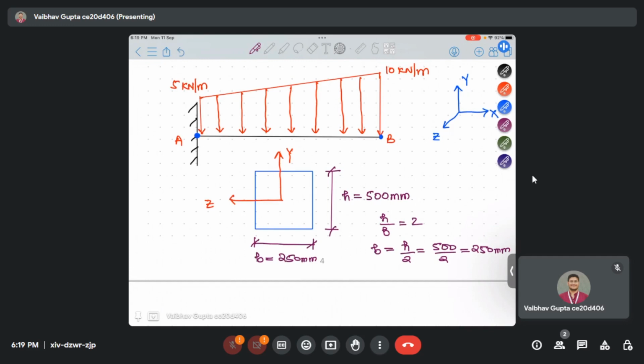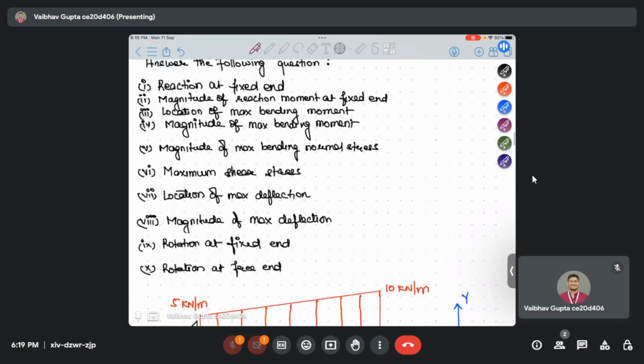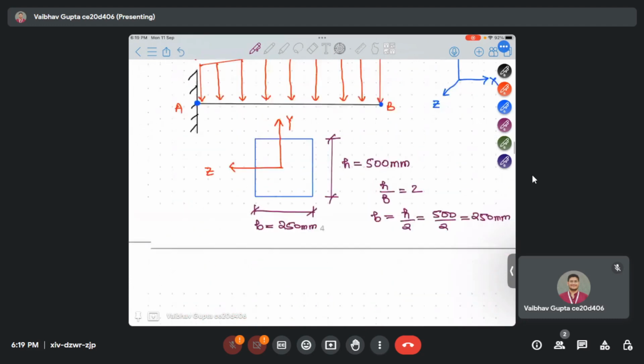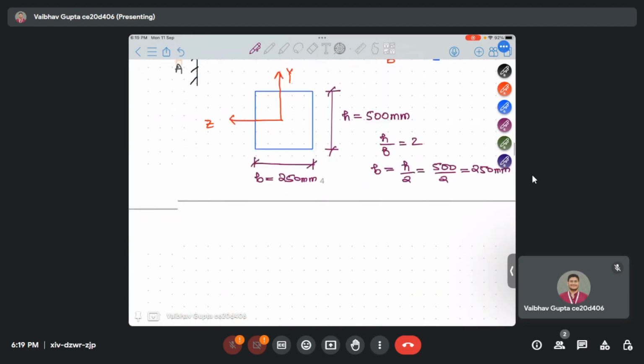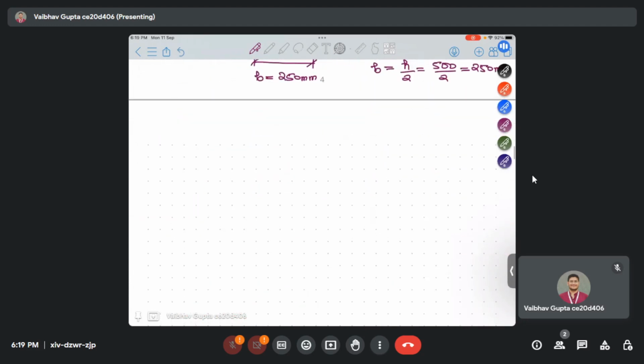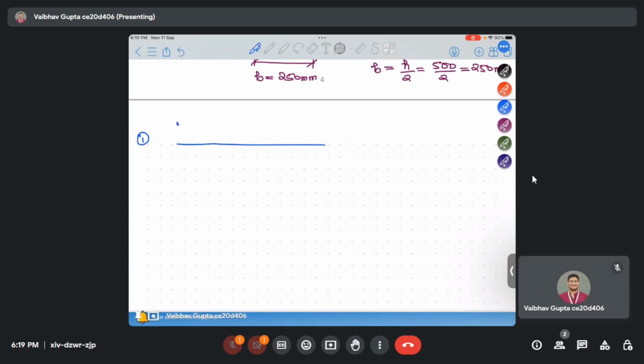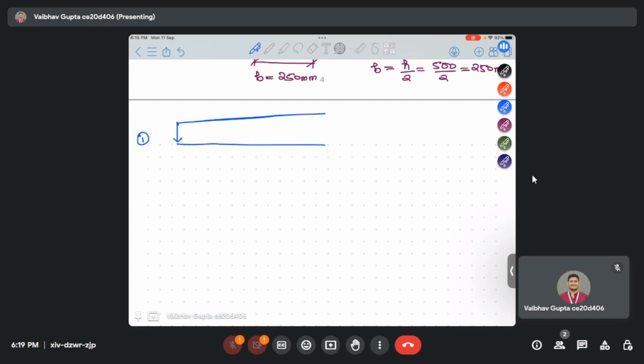Now the first question they ask: what is the reaction at the fixed end? The fixed end is point A. So first we'll draw the free body diagram. First part: I remove the support conditions and put in the loading. This is the loading given to us.